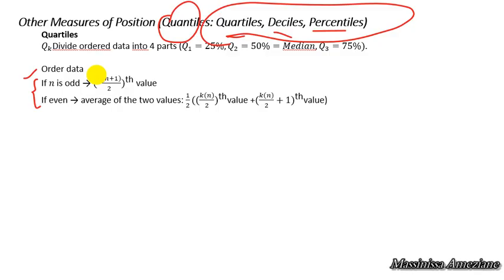And if it is even, just like the median, we also get two different positions. The first position is K times n divided by 4, and the second position is K times n divided by 4 plus 1, which is the next position after this one. Okay, let's see this with an example.